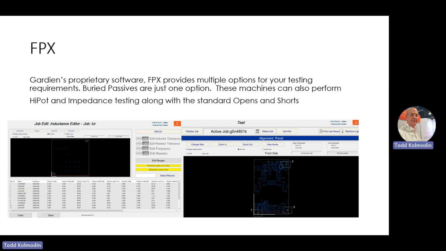So we go out and we do our opens and shorts test normally, and we also do the buried passive test. A lot of times the buried passive test is done first to make sure that we don't have any problems. And so it goes out, interrogates the board, makes a notation in the system of the resistive values or capacitive values, stores those, and at the conclusion of the test, we get our pass and fail.